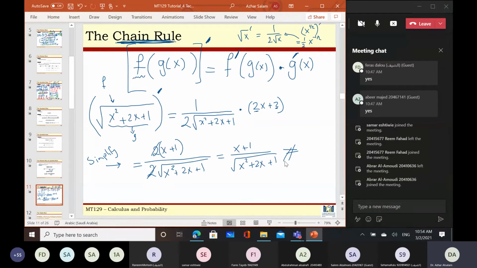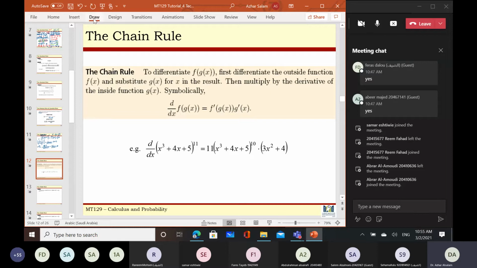This was an extra example. هذا المثال مش موجود عندكم بالسلايدز، بس أحسيت أن هذا المثال يوضح فكرة التشين رول بشكل أوضح. أوكي، الدالة الخارجية هي دالة الجذر، والدالة اللي جوا هي الدالة كثيرة الحدود x تربيع زائد 2x زائد الواحد. أوكي.